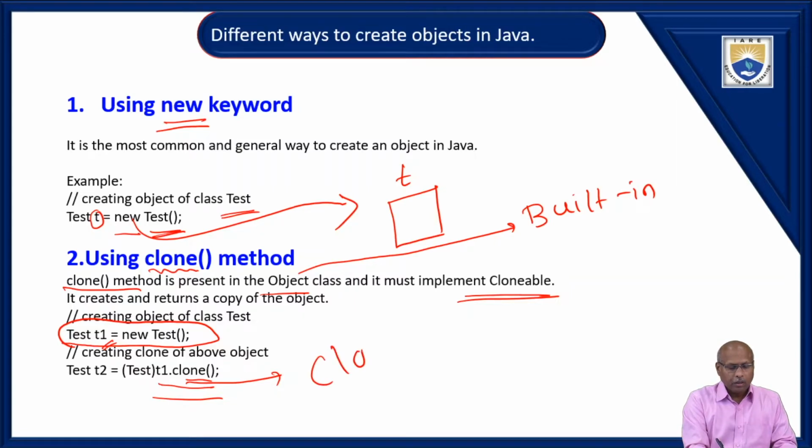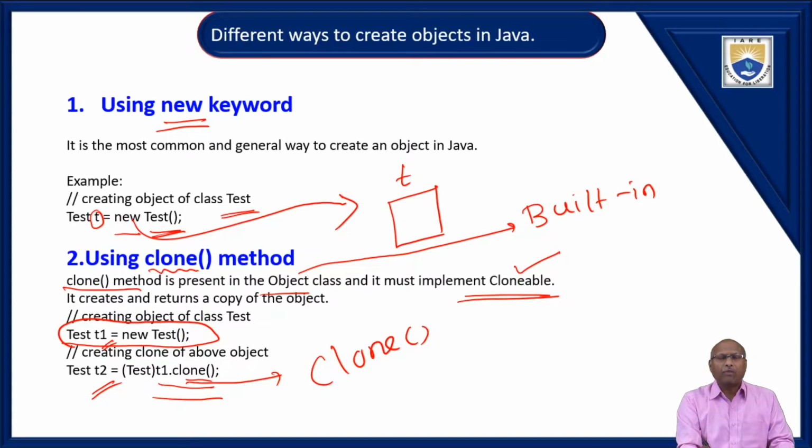There is a method called clone method. This method is available under Cloneable interface. That interface you have to implement. Otherwise, you cannot create the object. See, for T2, I did not use new. So T2 is the clone of T1. So these are the standard ways of creating new objects. One is using new operator, second one is using clone method.